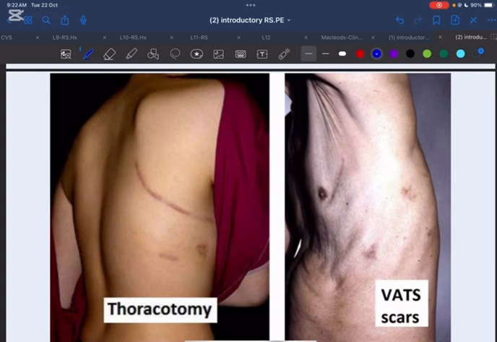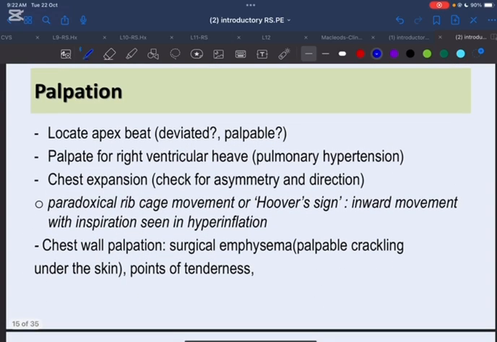Palpation. We said inspection, then palpation. This is the hierarchy, okay? Palpation. Locate the apex beat first. Although it is part of auscultation, it's quite important, because if you have emphysema and hyperinflation, the apex beat changes. How would you locate the apex beat? Mid-clavicular line, as your colleague said.